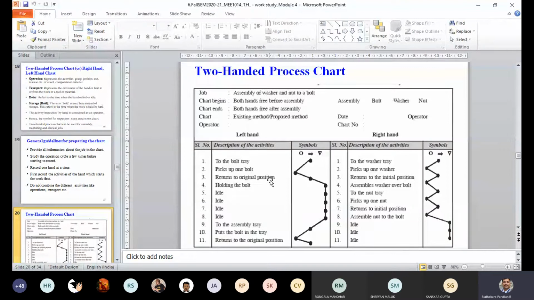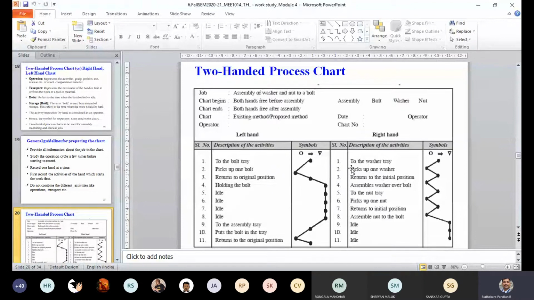Then returns to original position. Where you have started, you have come back. That is again a movement. Then holding the bolt. It is storage, like we have discussed. Holding keeps on. So even though it is considered as idle, it is marked in the storage area. So the storage symbol has five dots marked. What your hand is actually doing is simply keeping the bolt in the original position.